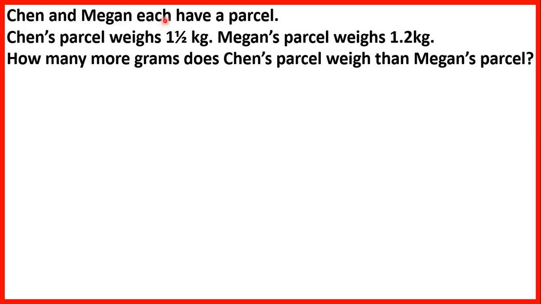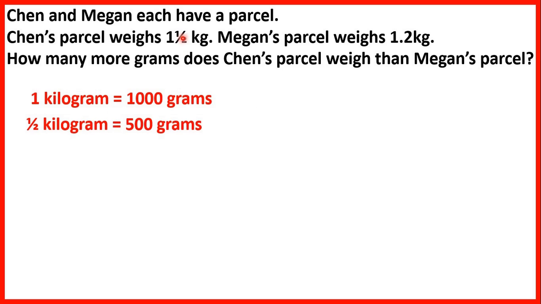Chen and Megan each have a parcel. Chen's parcel weighs 1.5 kilograms. Megan's parcel weighs 1.2 kilograms. How many more grams does Chen's parcel weigh than Megan's parcel? So we know that 1 kilogram is 1,000 grams. So that means that half a kilogram is 500 grams, because half of 1,000, 1,000 divided by 2, is 500.